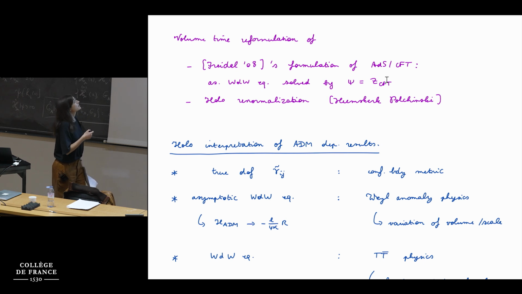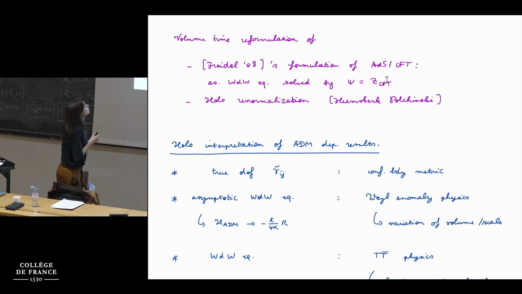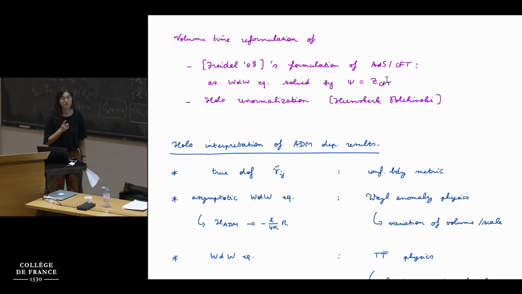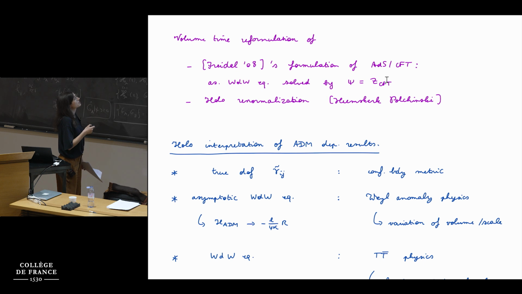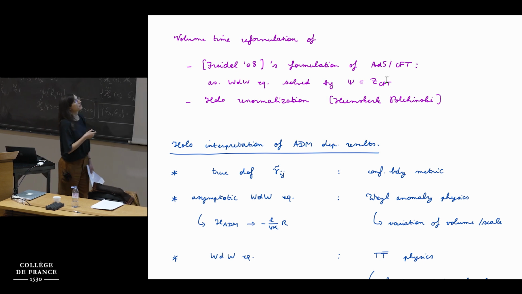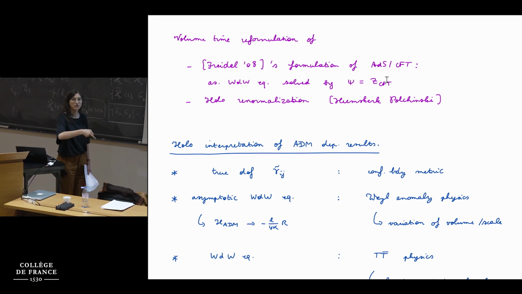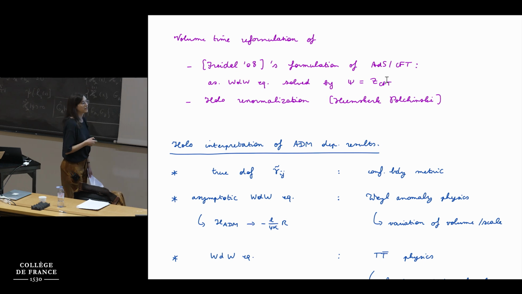Right, so to summarize, in the previous slide we've given a volume time reformulation of Freidel's formulation of AdS/CFT, which is the beautiful formulation that the asymptotic Wheeler-DeWitt equation, the radial Wheeler-DeWitt equation, is solved by the CFT partition function. And the second point is holographic renormalization, particularly in the Heemskerk-Polchinski version, who also write down a Schrodinger type equation in that paper.